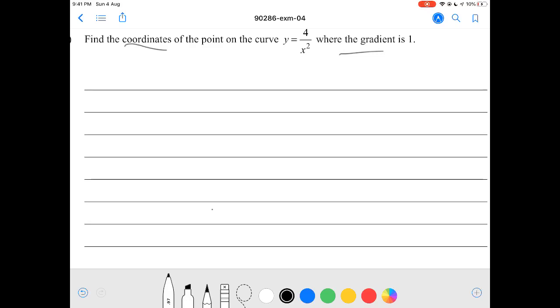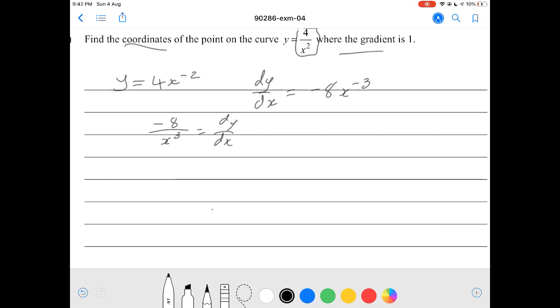So first we're going to differentiate. But first, we need to rewrite this equation as 4x to the power of something, because we don't like fractions. So we're going to say that y equals 4x to the power of negative 2. Therefore, dy over dx will be equal to... you multiply by the power, and then you take away 1. So dy over dx, you should get negative 8x to the power of negative 3. You can rewrite that as negative 8 over x cubed, and that equals dy over dx.